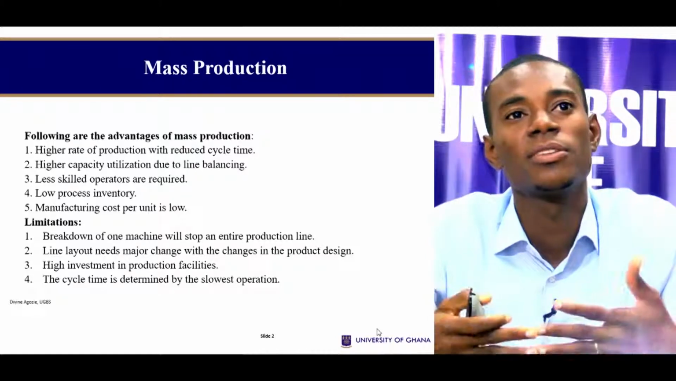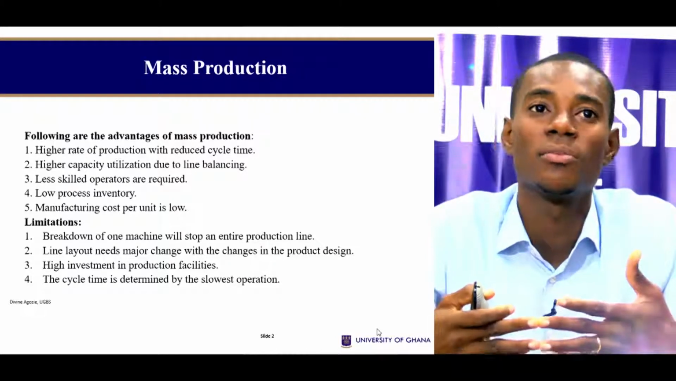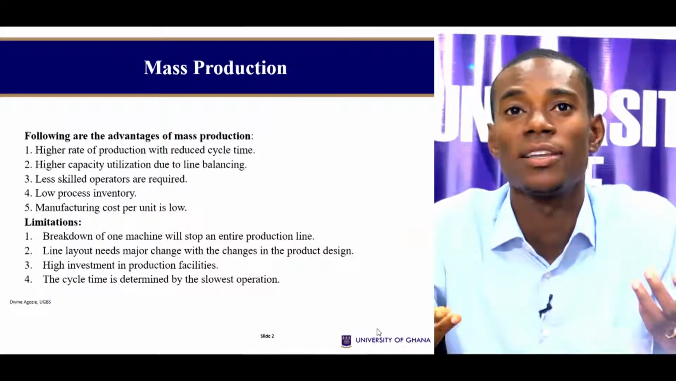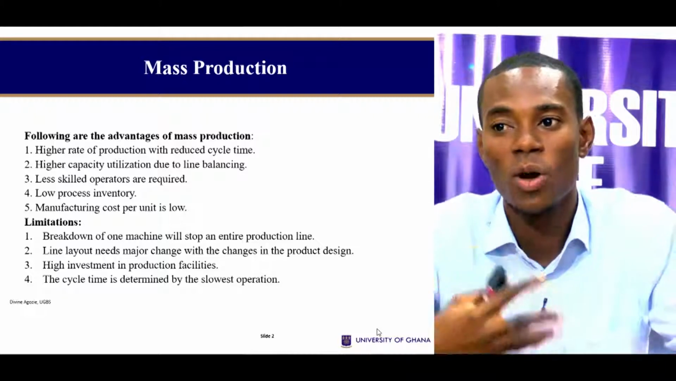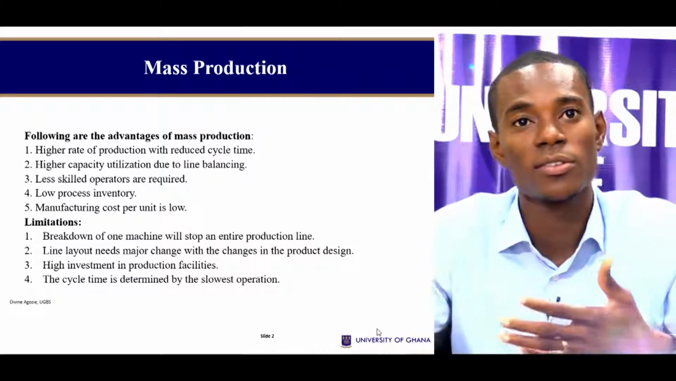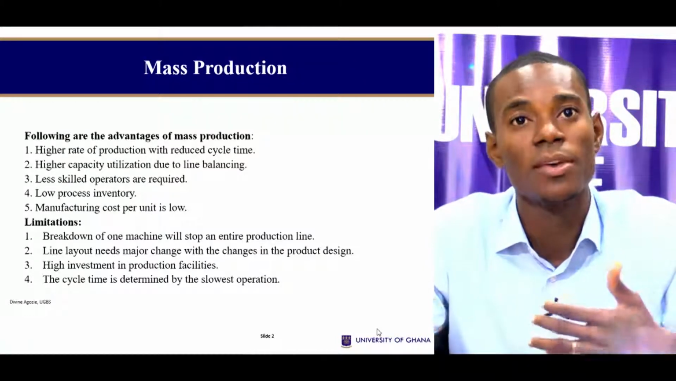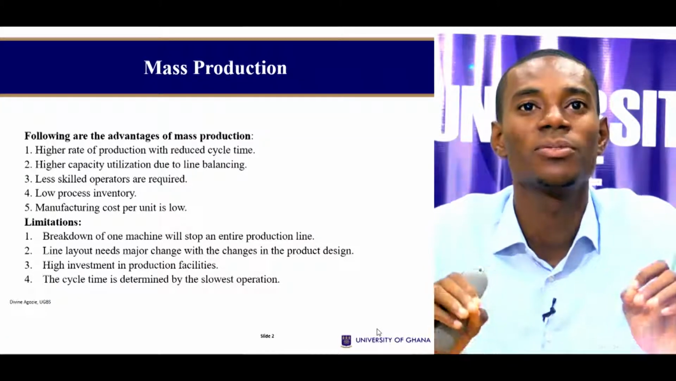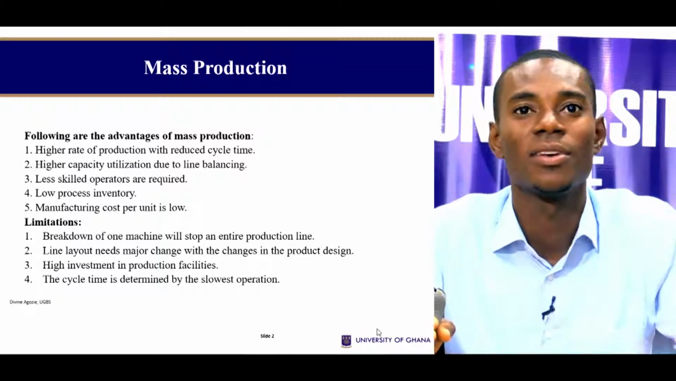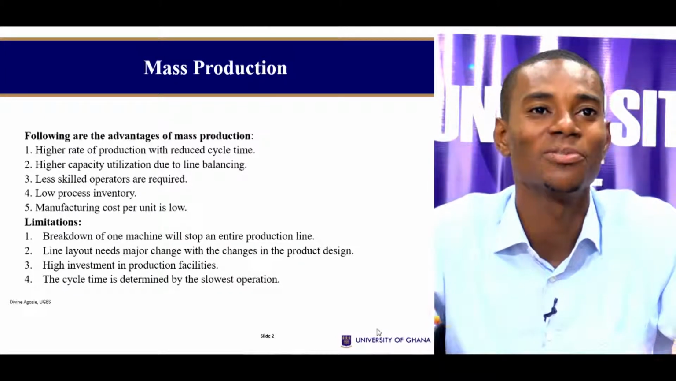Now, some limitations. Typically, the breakdown of one machine will stop the entire production line. Yes, because it's a line system and the production moves from one point to another within a certain unit of time. So if there is any stoppage or bottleneck, it collapses the entire system, and that will be a big blow to the producer.